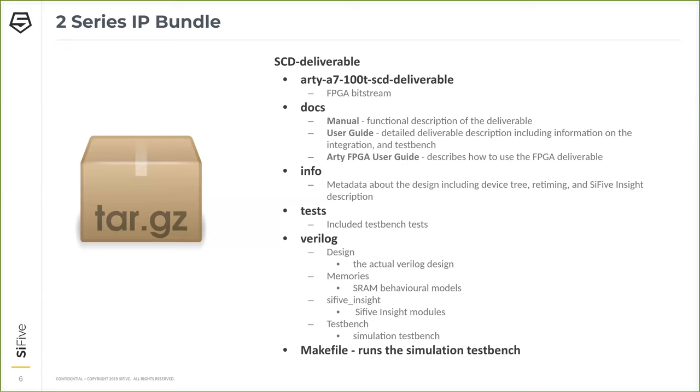The info folder also contains a retiming file. So the retiming file would list modules included in the design, which could benefit from retiming. So retiming is a synthesis technique that allows you to achieve higher performance and higher frequencies. And specifically on the 2 series, if you can configure it with floating point, the floating point unit would benefit from retiming and would be listed in this file.